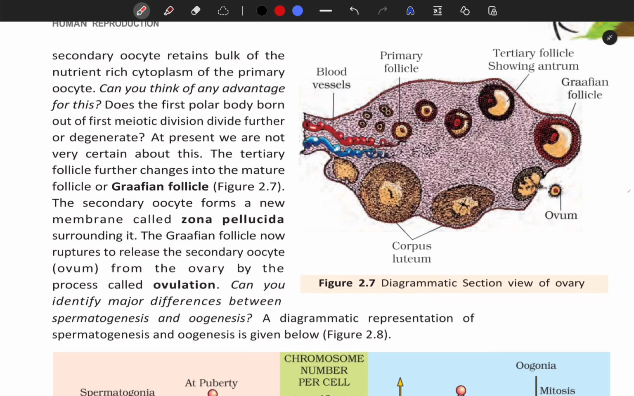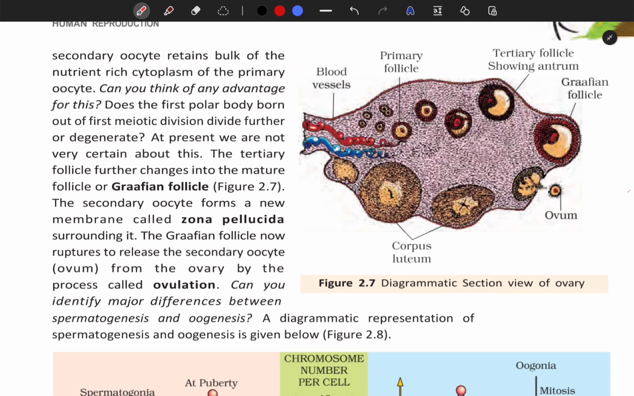Does the first polar body born out of first meiotic division divide further or degenerate? At present, we are not very certain about this. The tertiary follicle further changes into mature follicle or Graafian follicle. The secondary oocyte forms a new membrane called zona pellucida surrounding it.